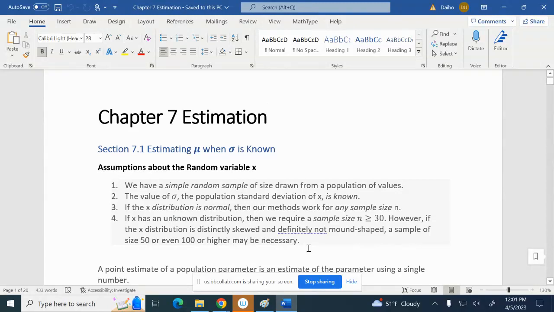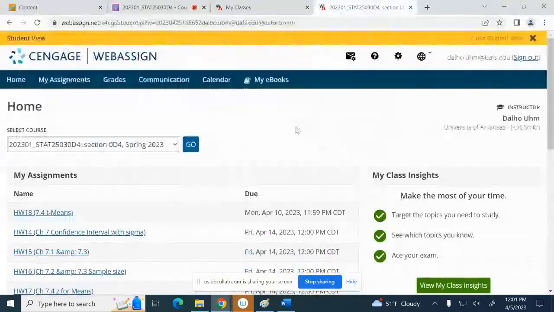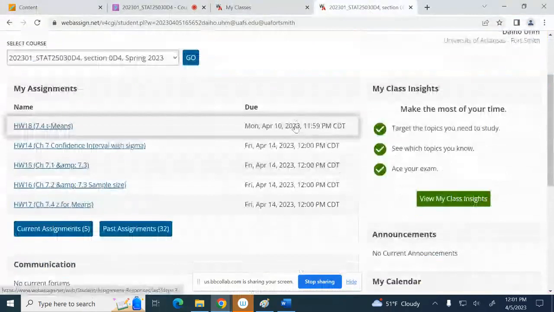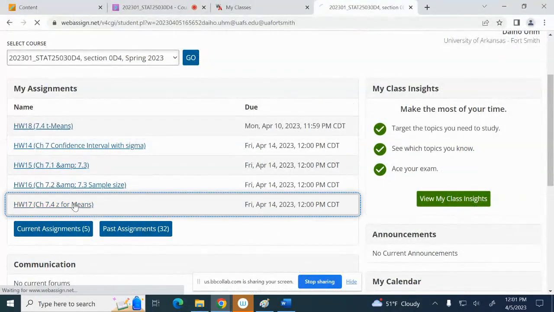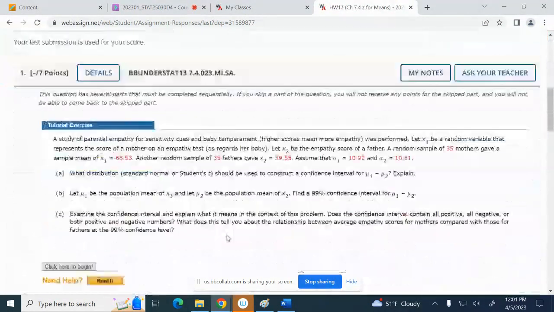So let me go to the homework. When you get into the Cengage, it's number 17. Number 17 is the homework tonight. Let me get into homework number 17. It has only 3 questions, right?